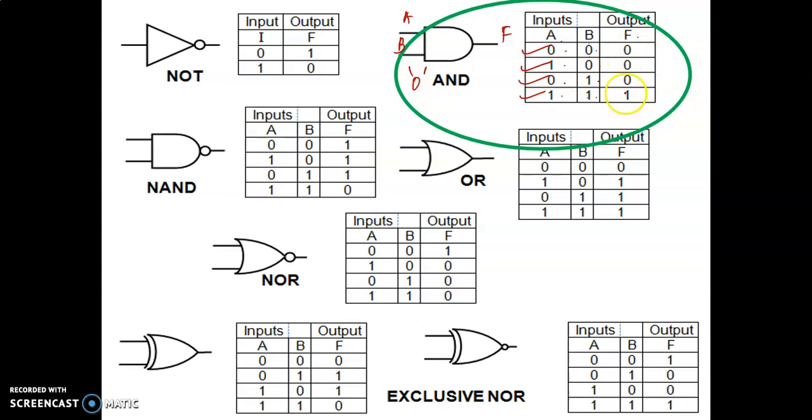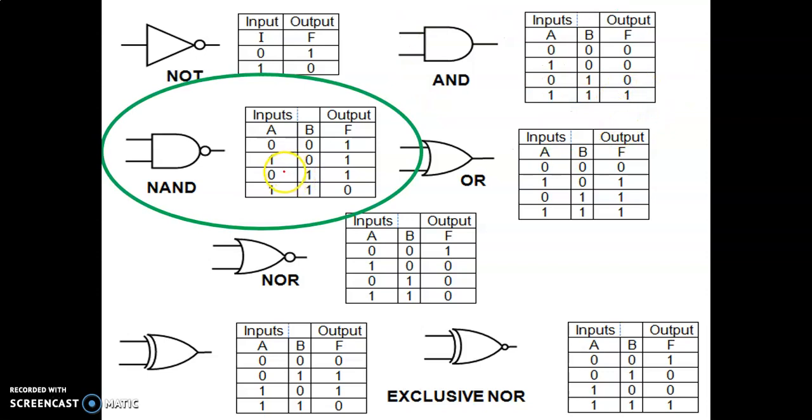Correspondingly, the output becomes 0. Only when all the inputs are equal to 1, output is equal to 1. So that's how an AND gate functions.